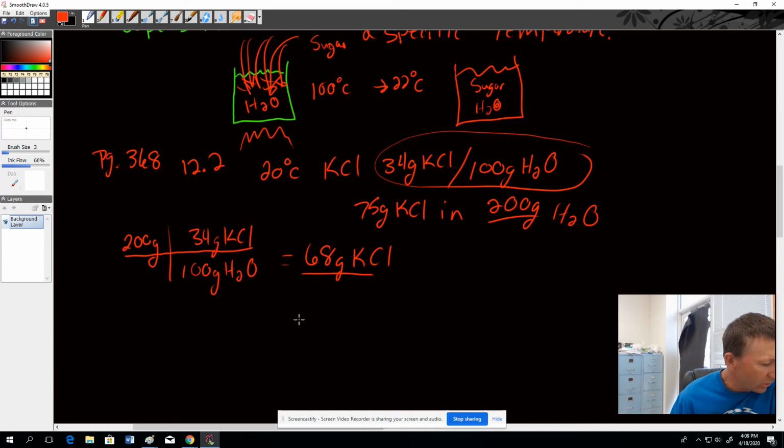It says, is the solution saturated or unsaturated? So if we got 75 grams and we can only dissolve 68, it's going to be saturated because we can't dissolve all of that.